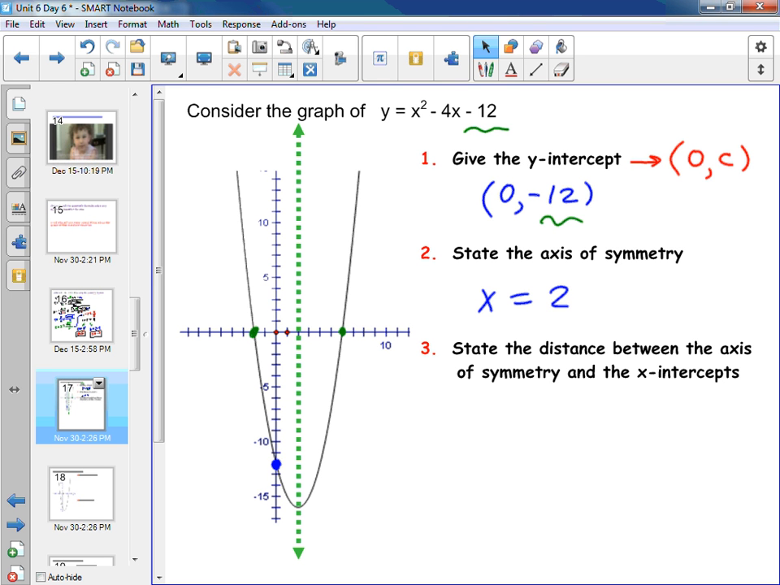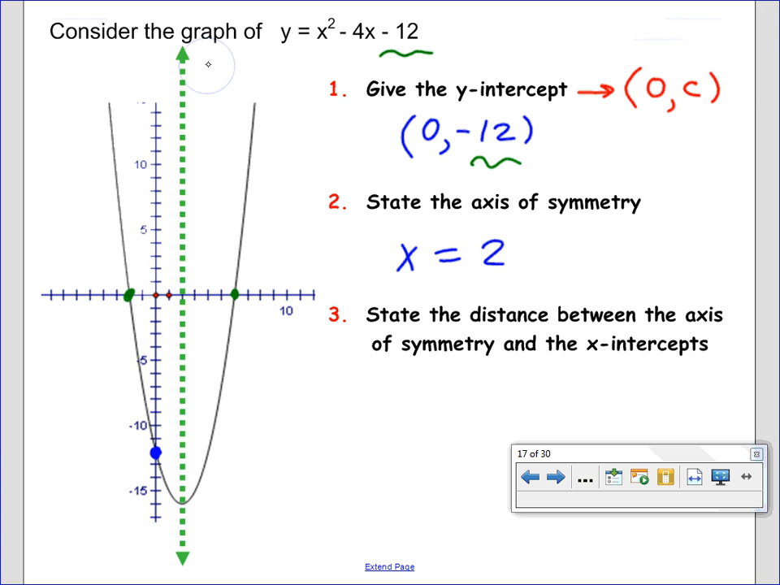Next, let's go ahead and state the distance between the axis of symmetry and the x-intercept. Everybody, we'll jump on the x-axis and let's pretend you're a math woman. If you're on the x-axis standing at the axis of symmetry, how many units would you have to walk until you got to an x-intercept? So let's count. We'd have to walk 1, 2, 3, 4 units to get from my axis of symmetry to an x-intercept.